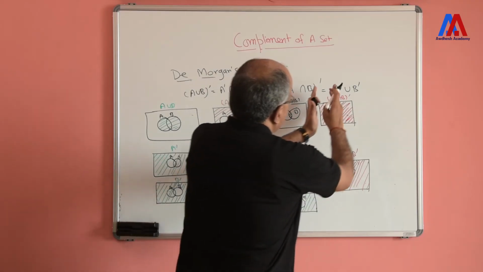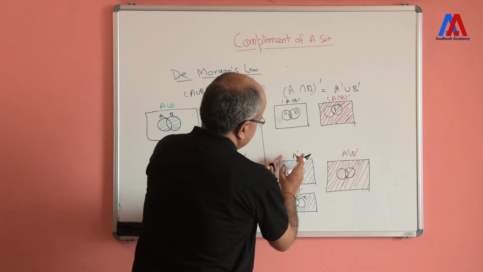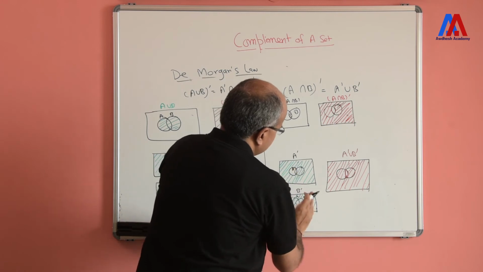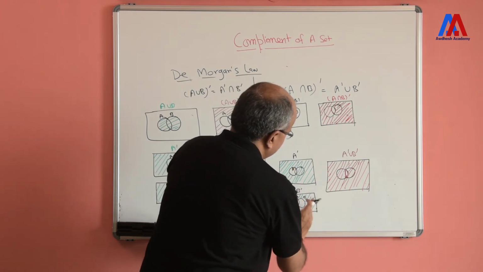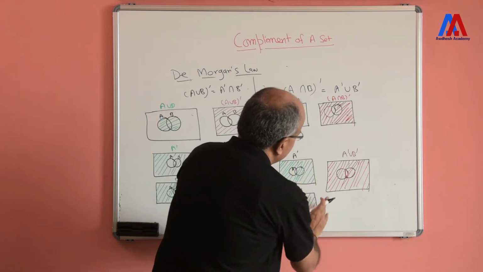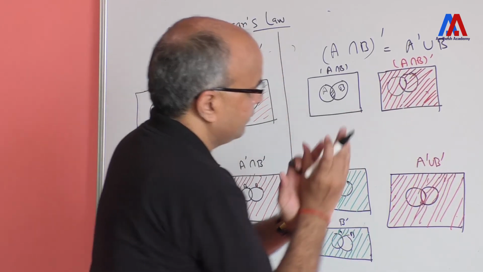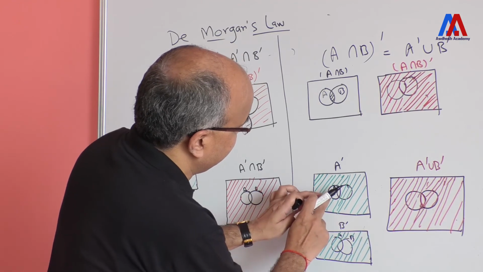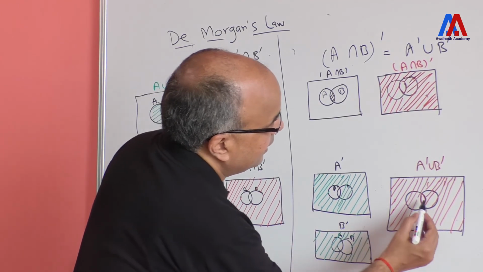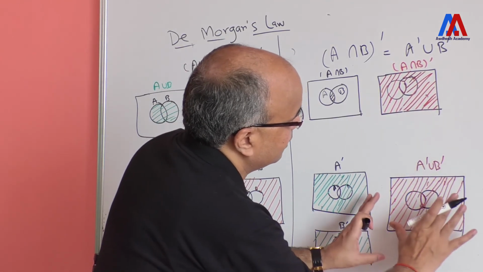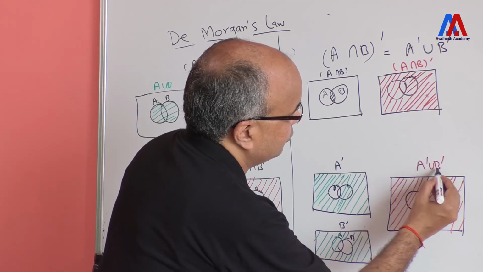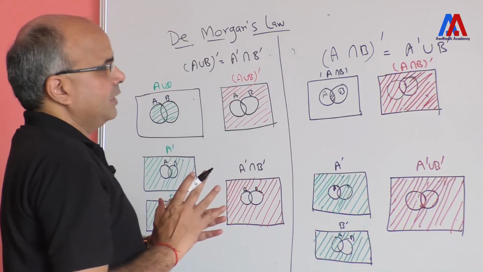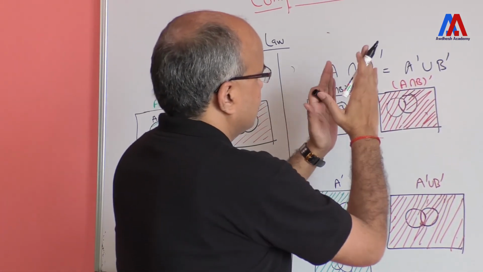Now let's go to the right hand side. What is A dash? A dash is equal to the entire area which is outside A. Similarly, B dash is equal to the entire area outside B. And if we take the union of that, we find that other than this area, because this area is neither in A dash nor in B dash, the entire area will be representing A dash union B dash, and these two areas are exactly the same, and therefore we can say that this theorem is also proven.